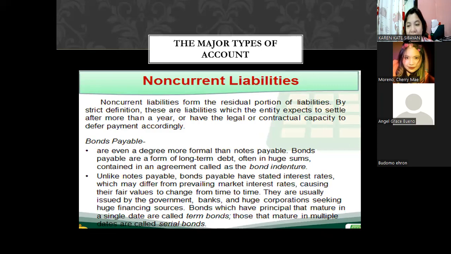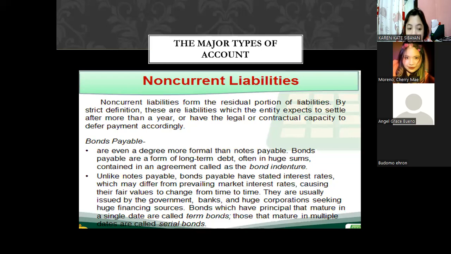Anyway, non-current liabilities is another type of liability. Just like the current and non-current assets, these are those liabilities that are paid more than a year. By strict definition, the entity expects to settle after more than a year or has the legal or contractual capacity to defer payment accordingly. So what are those non-current liabilities?